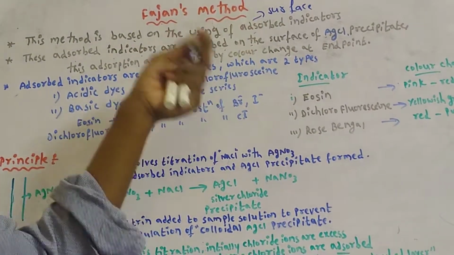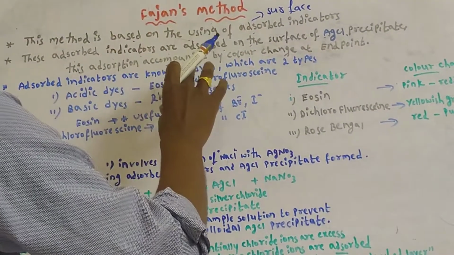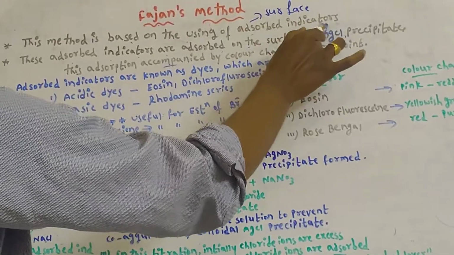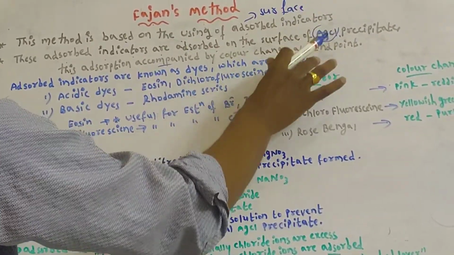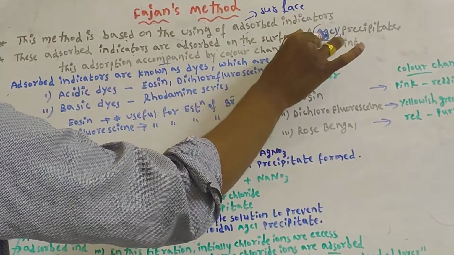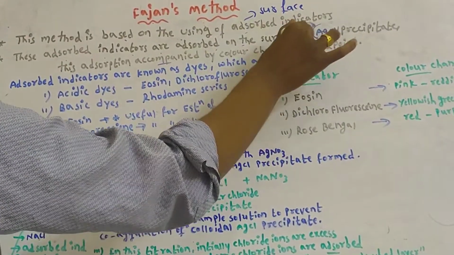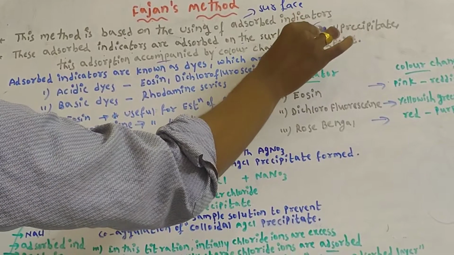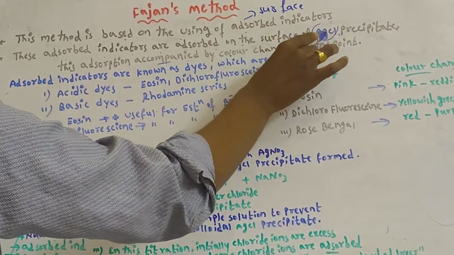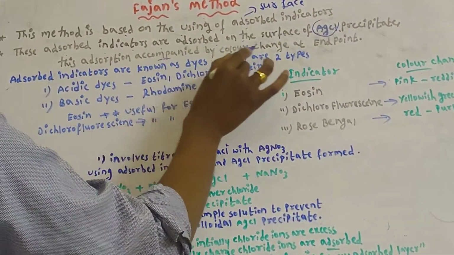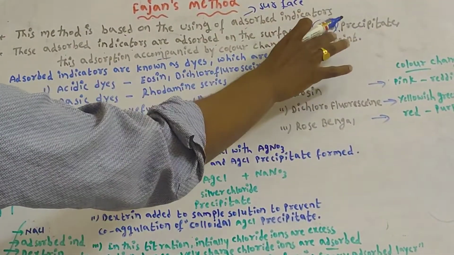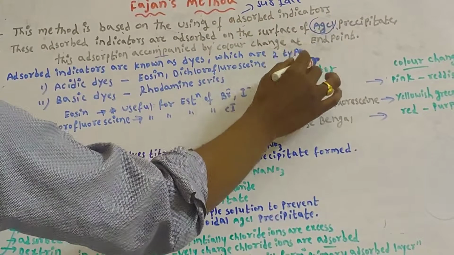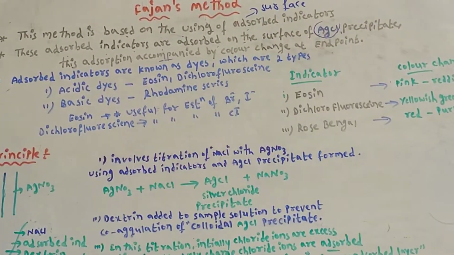Where are these indicators adsorbed? They are adsorbed on the surface of AgCl. In this Fajans method, silver chloride precipitate will form, and onto the surface of this AgCl precipitate, the indicators are adsorbed. This adsorption is accompanied by a color change. Whenever these indicators are adsorbed onto the surface of the AgCl precipitate, it leads to a color change, and that is known as the endpoint.